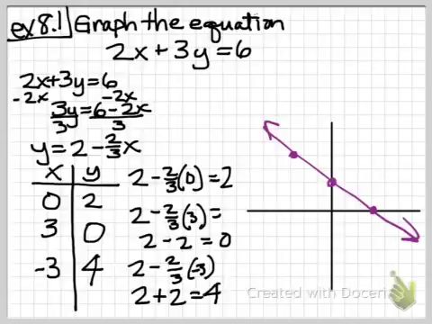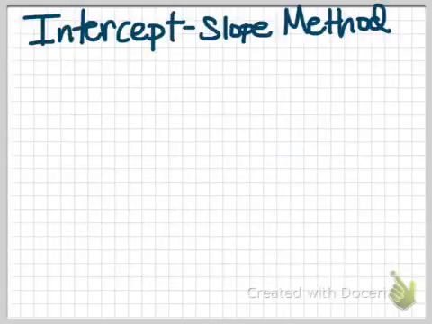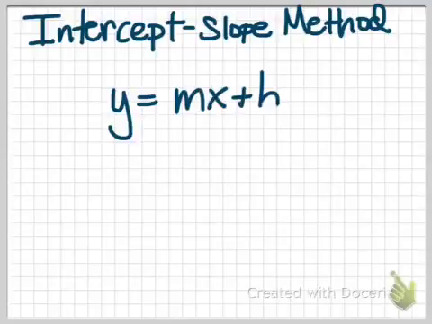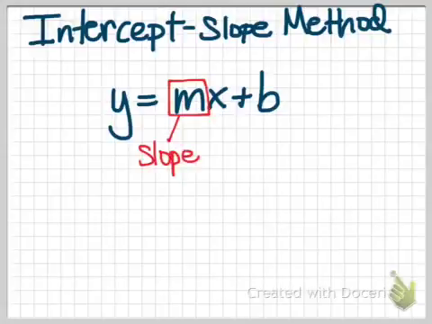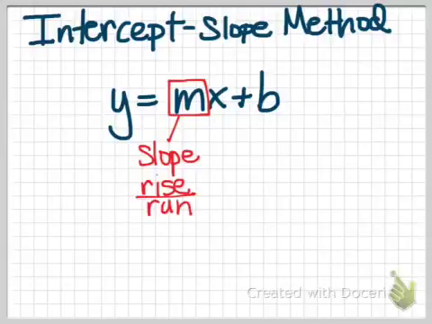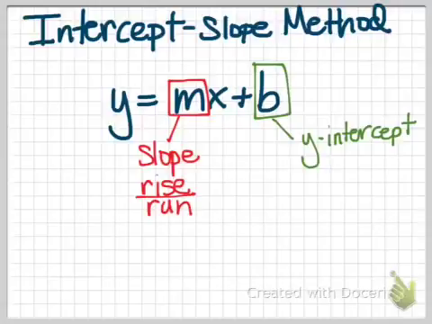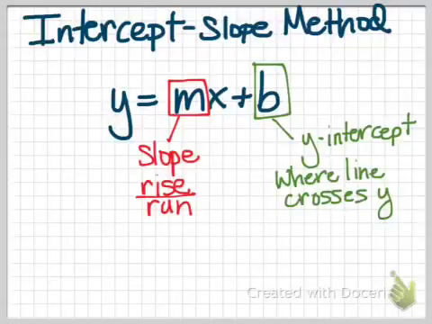So this method always works when you're graphing an equation of a line. But now we're going to talk about another method that's faster and probably easier. In the intercept-slope method, you always solve the equation for y, so y equals mx plus b. You'll always have a number times x plus another number. The number multiplied by x, or m, is called the slope, and the slope is the rise over the run of the graph. And b is the y-intercept of the graph. It's where the line is going to cross the y-axis.